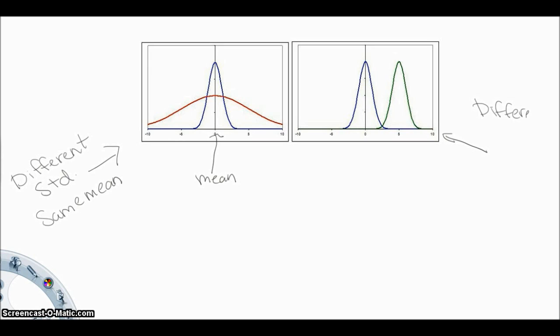Notice in the other one, they have the same height, they have the same standard deviation, but they have different means. The centers of both of them are not in the same place. There's two lumps there.